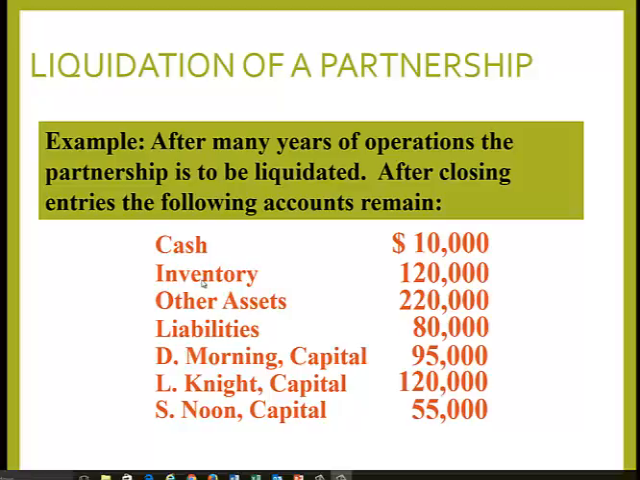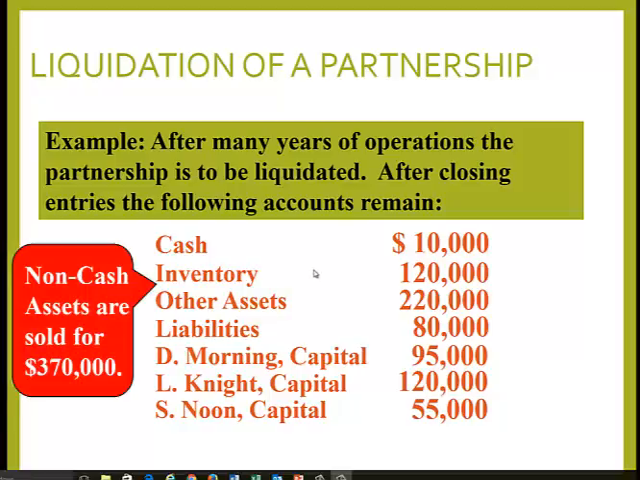Once the business is closed, the partnership closes all its temporary accounts. Therefore, all expenses, revenues, and drawing will have a zero balance. The only accounts that will be left on the books are, as you can see here, assets, liabilities, and the partnership equity accounts. Let's look at the example. After many years of operations, the partnership is to be liquidated. After closing entries, the following accounts remain.